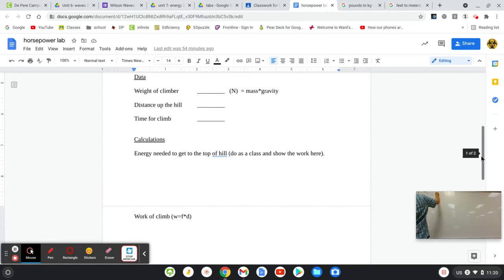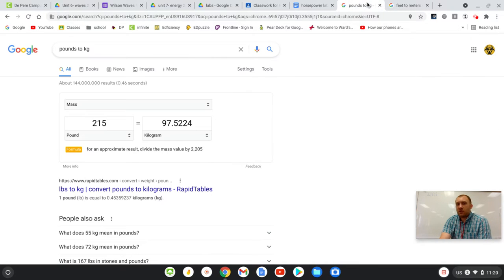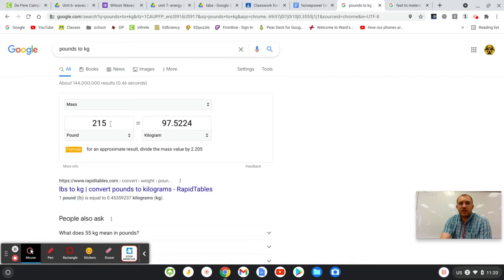We usually think of weight in pounds. However, for our equation, we're going to need that in kilograms. So Google, really great converter. If you type in pounds to kilograms, it gives it to you there. Go to one decimal place, and that's going to be 97.5 kilograms.